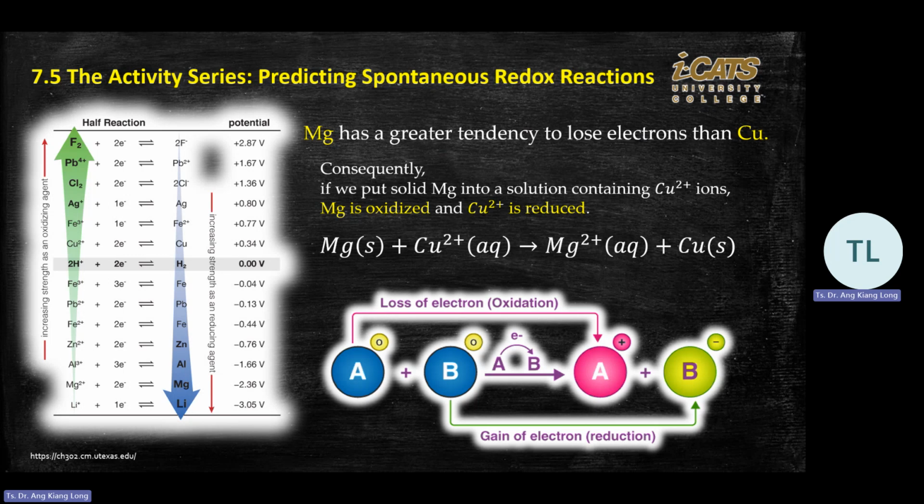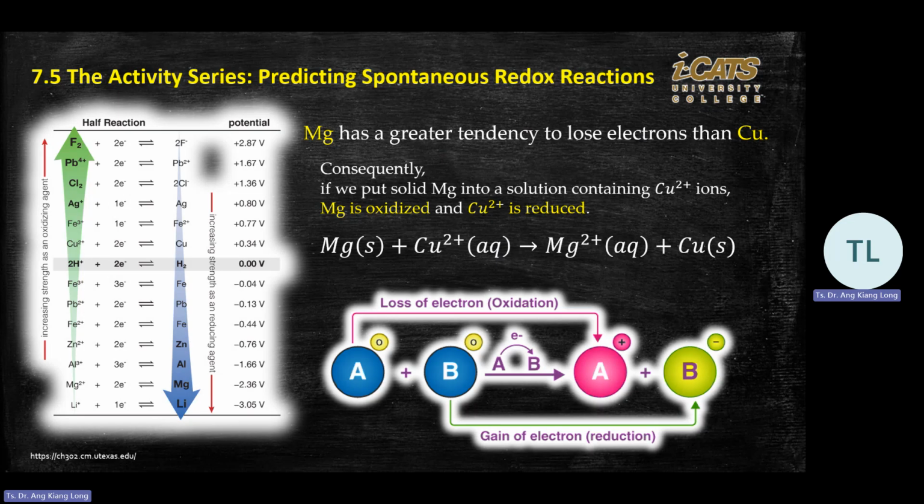Then they ask you to write the redox equation, a spontaneous redox reaction. You're given magnesium and copper. You just need to refer to this table. Mg becomes Mg2 plus. Copper is 2 plus; it depends on whether it's oxidized or reduced. So Mg is oxidized, so it's given higher priority. Mg will become Mg2 plus. Cu2 plus is reduced, so it becomes Cu.